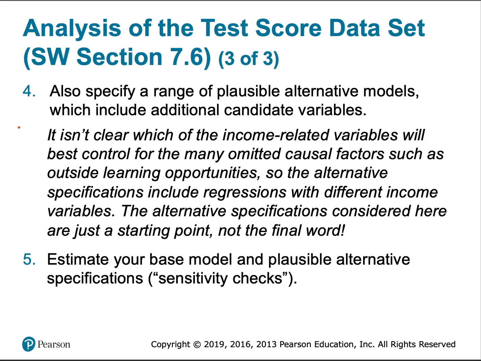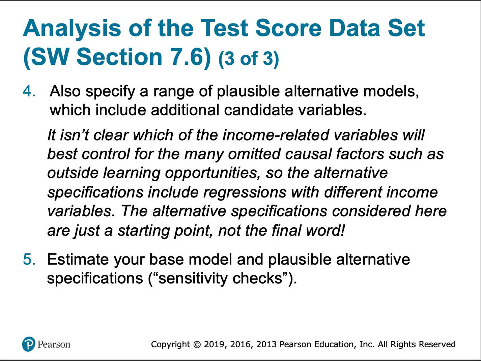We also want to specify a range of plausible alternative models, which can include additional candidate variables. It isn't clear which of the income-related variables will best control for the many omitted causal factors, such as outside learning opportunities, so the alternative specifications include regressions with different income variables. The alternative specifications considered here are just a starting point and are not the final word.